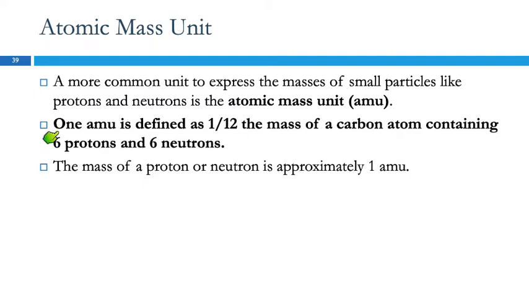One atomic mass unit is 1/12 the mass of a carbon atom that contains 6 protons and 6 neutrons. So this carbon atom has a total of 12 particles, right? And so the mass of those 12 particles plus a little teeny tiny bit from the electrons. Divide that by 12, that's an atomic mass unit. So as a result of that definition, the mass of a proton or a neutron is approximately 1 atomic mass unit.